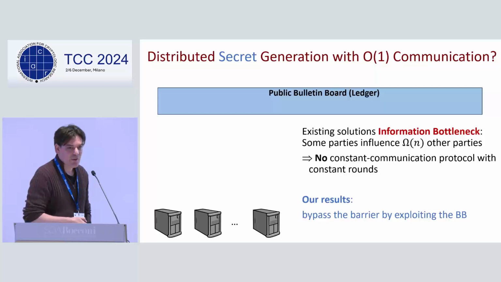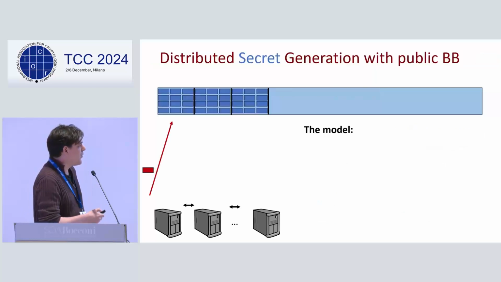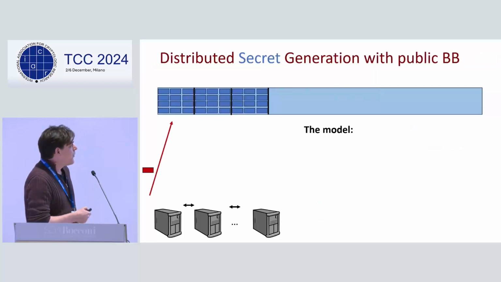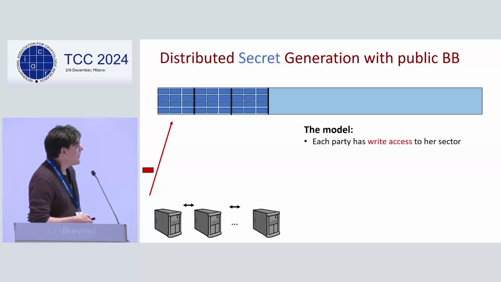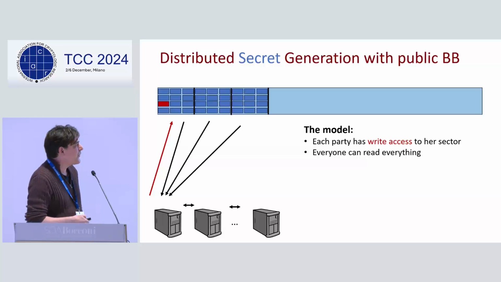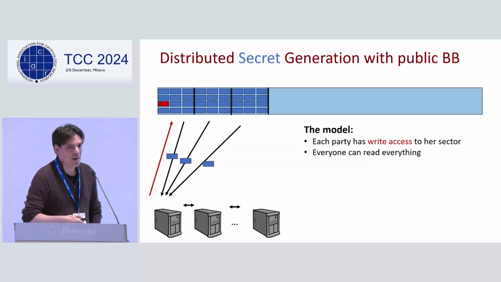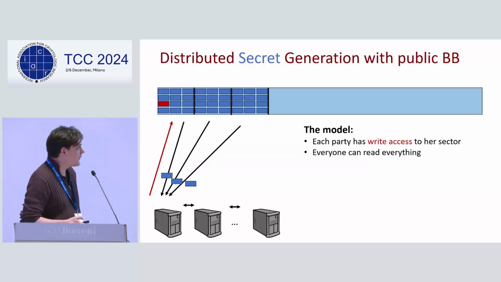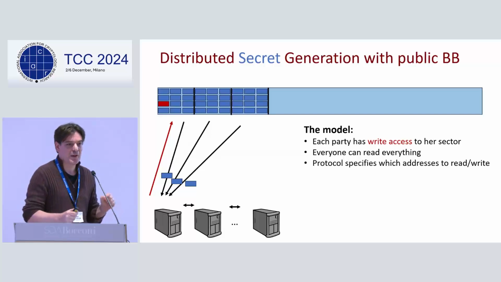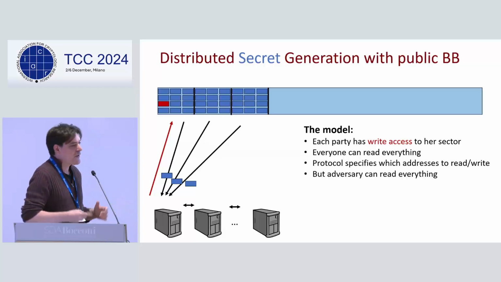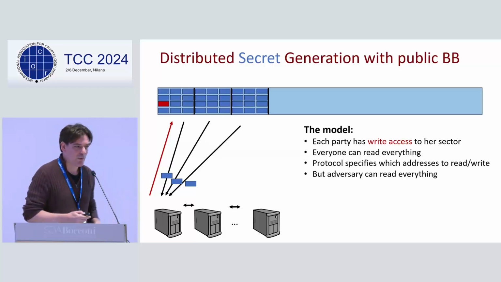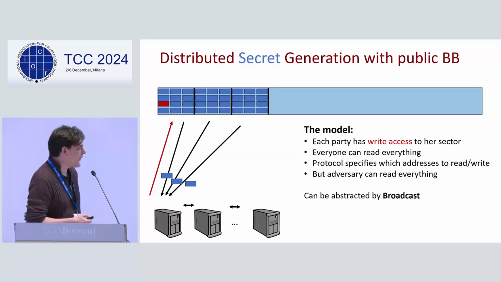bulletin board. Okay, so since I'm going to exploit it, let me define it more precisely. So we think of this bulletin board as composed of sectors, and in each sector we have many cells. Each party has its own sector, and it has write access to its own sector, okay? And it has read access to everything, so you can read everything from the board. And the protocol is going to specify what every party should write and read at each point. And of course, the adversary can read everything.